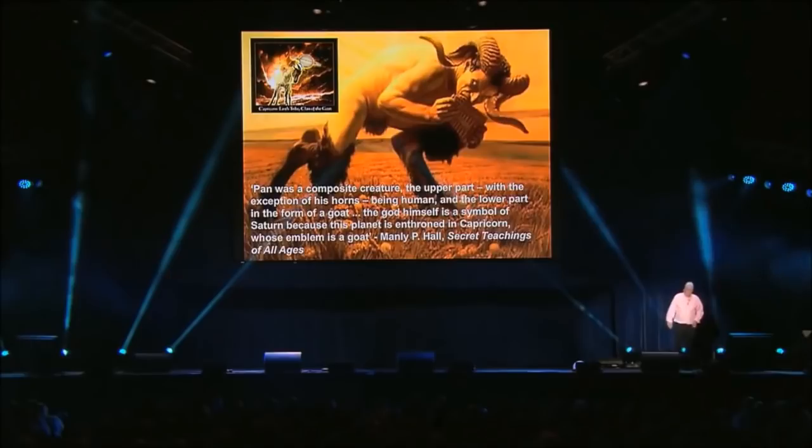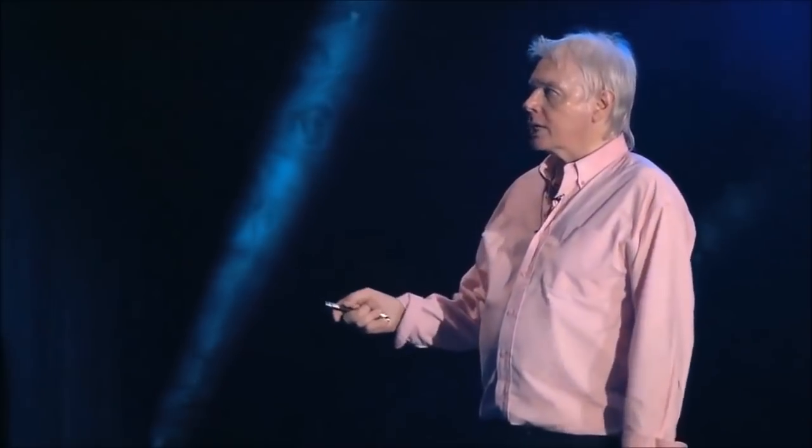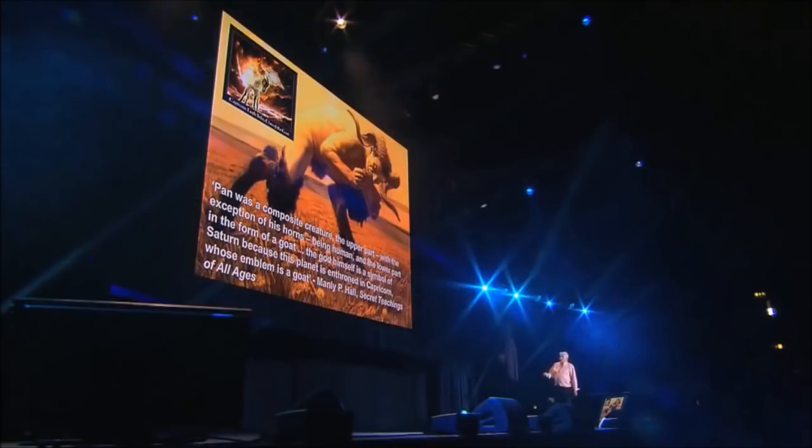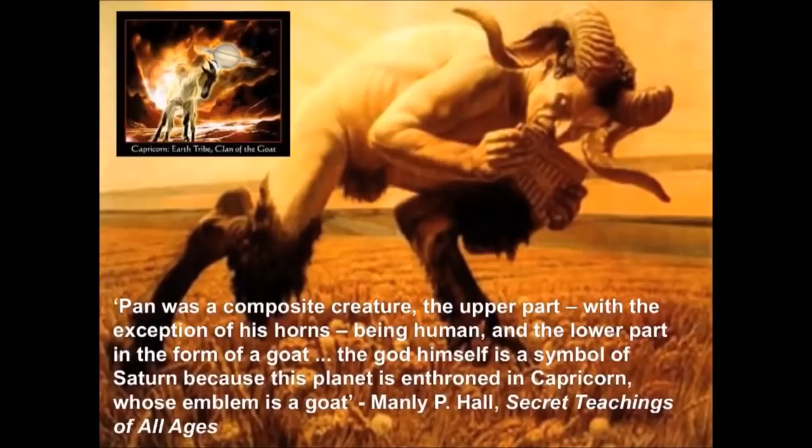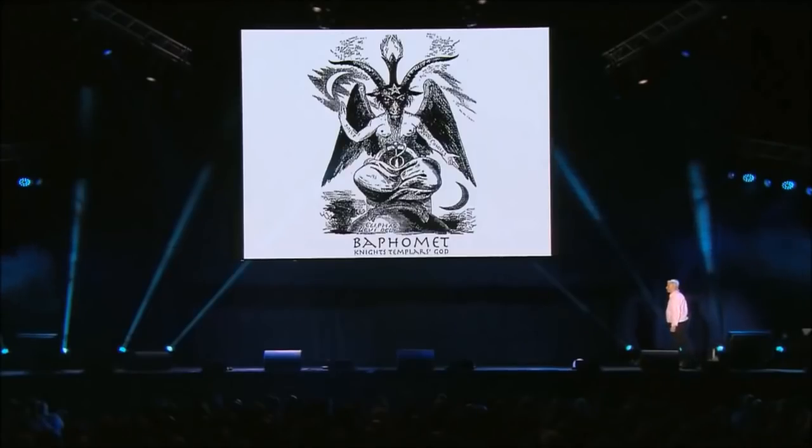Now this is why Satanists worship the goat, in one form, the goat god Pan. This is Manly P. Hall, Secret Teachings of All Ages, who is one of the major Freemasonic historians over the years. He said Pan was a composite creature, the upper part with the exception of his horns being human and the lower part in the form of a goat. The god himself is a symbol of Saturn because this planet is enthroned in Capricorn, whose emblem is a goat. And that is where that comes from, Baphomet, one of the most famous of satanic worshipping symbols.